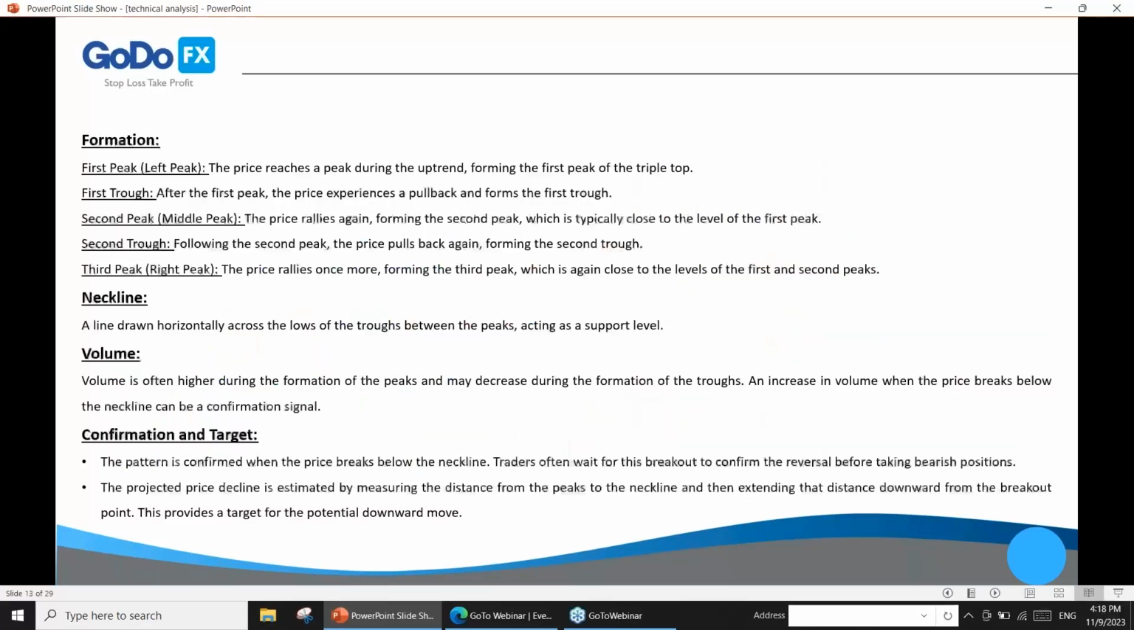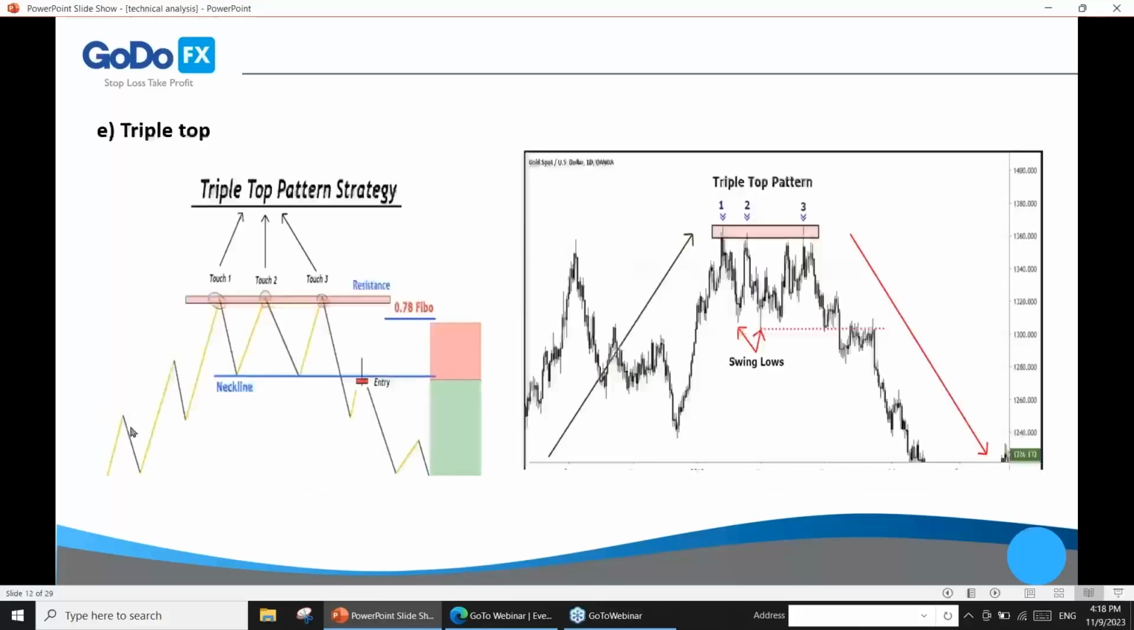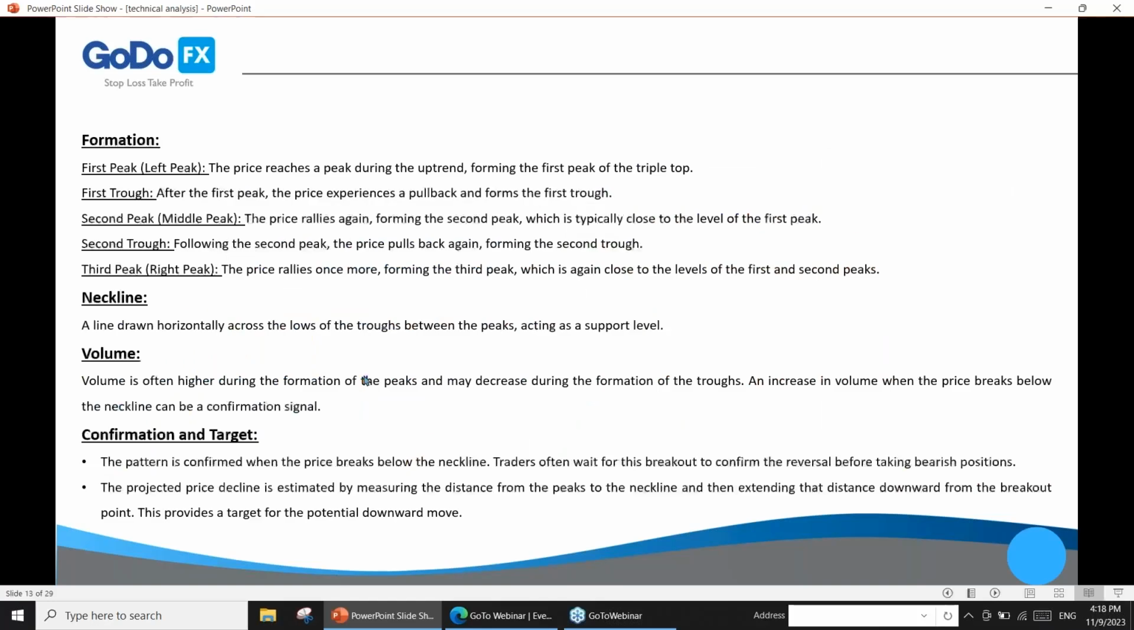Okay, concerning the neckline, it is gonna be a support level. Here is the neckline, which is gonna form the support, and the volume during the formation of the peaks may increase and may decrease during the formation of the troughs. An increase in volume when the price breaks below the neckline can be a confirmation signal. So the pattern is confirmed when the price breaks below the neckline.